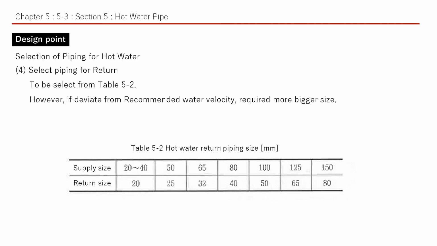Next, selection of return piping. To be selected from table 5-2. However, if deviate from recommended water velocity, required more bigger size.